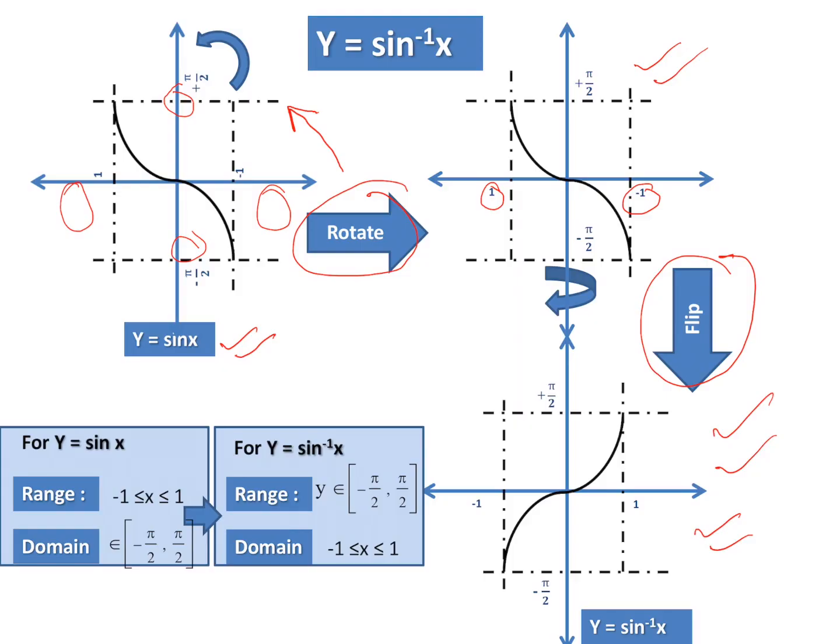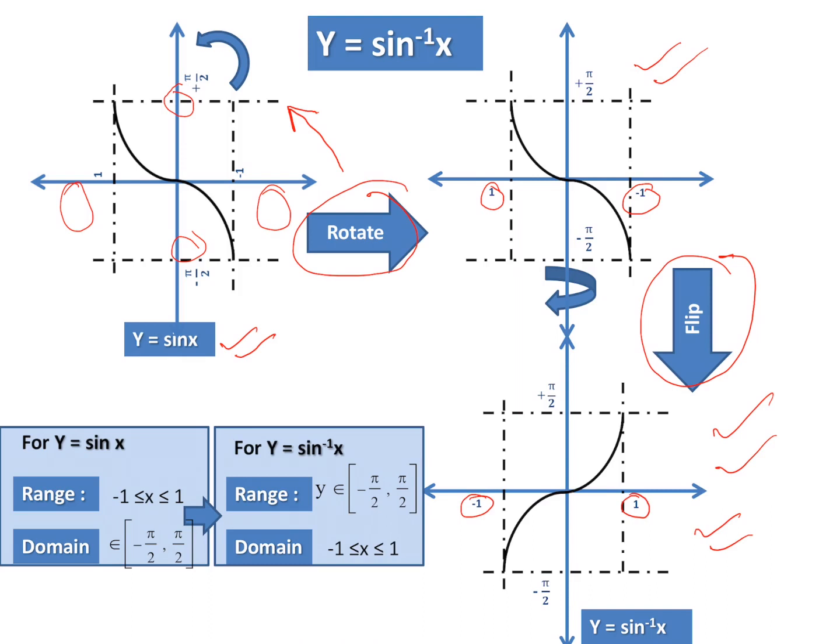Now I would also like to highlight that in the case of sine x, what is the range of sine x? The range of sine x is from -1 to 1. The maximum value of the sine x function is 1, and the minimum value is -1. If you observe the sine inverse x graph, the domain is from -1 to 1. Domain is always the x axis. So you see the x axis is from -1 to 1 here.